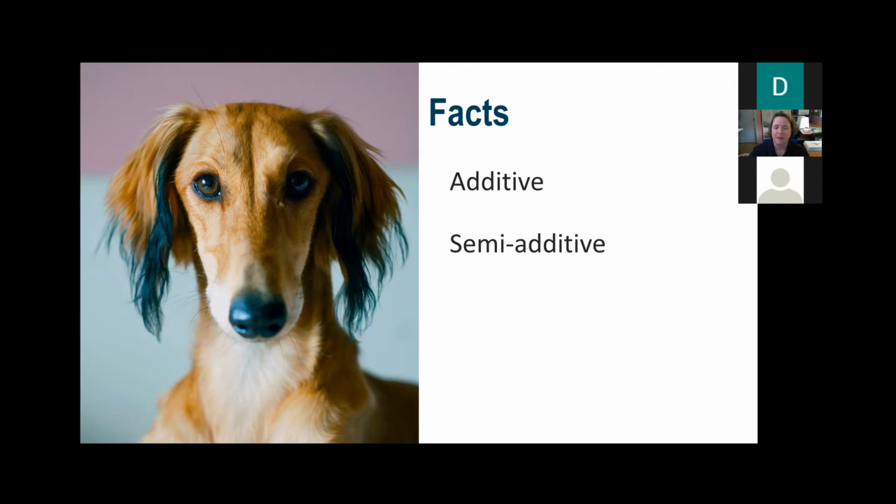Next is semi-additive. So these are things that can be summed across some of the dimensions, but not all of them. So think of this as like balance amounts. At the end of the month, when you get your bank statement, that's a balance amount. So you don't want to add those balances up to be able to get your total, because it's kind of a running balance.